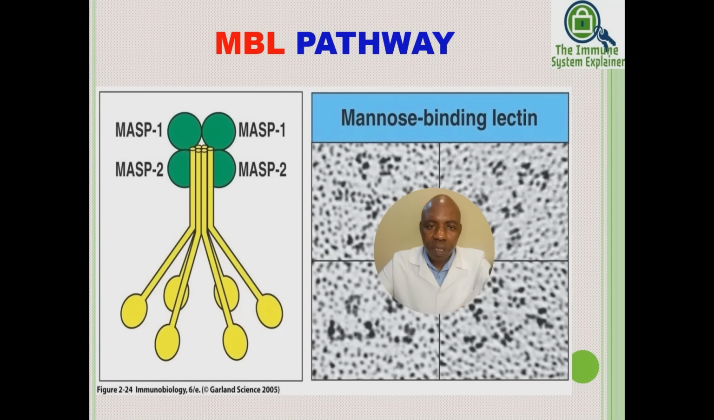Ladies and gentlemen, here we have a very, very important diagram, or image, courtesy of Immunobiology, 6th edition, by Garland Science. And this is the 6-headed protein that we just talked about. This protein is made up of MASP1 and MASP2, MBL associated serine protease 1 and MBL associated serine protease 2, and that is how it looks. Remember, we said this molecule binds to mannose sugars on the cell wall of microorganisms.